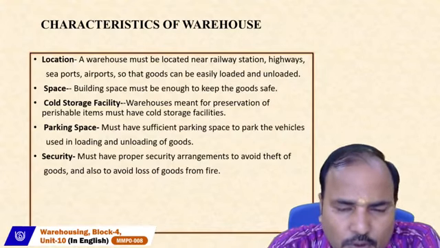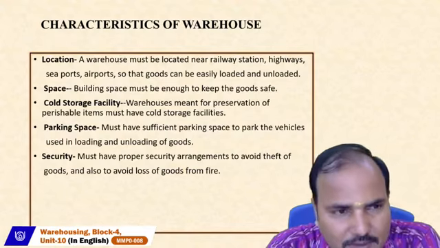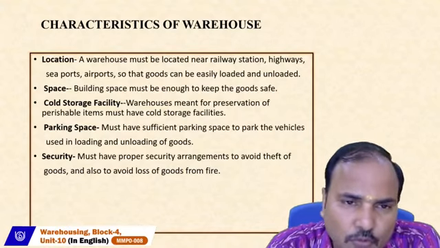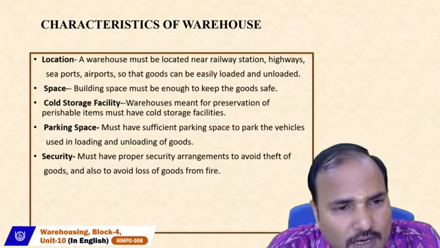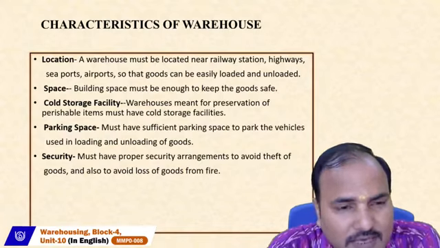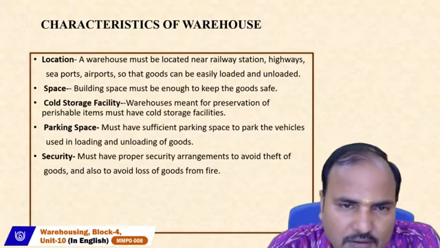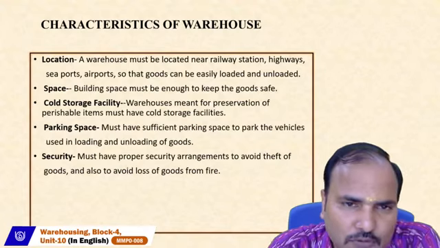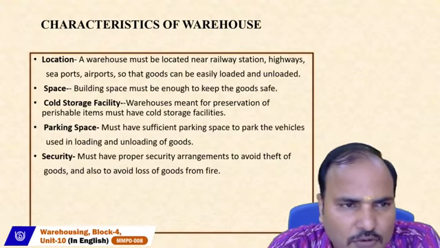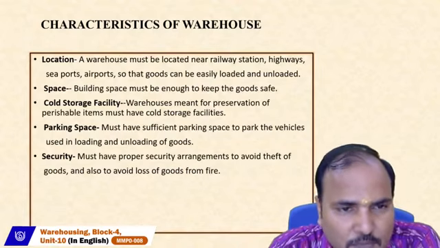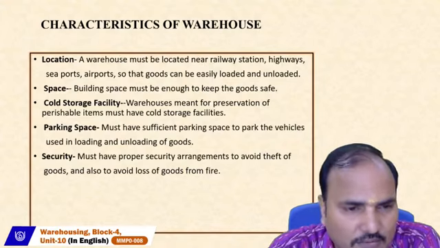A warehouse must be located near any railway station, highways, seaports, or airports, so that goods can be easily loaded and unloaded. We cannot fix the location as we wish. Loading and unloading must also be considered. Basically, the location should be near a railway station or highways or seaports, airports, so that it can be easily served.